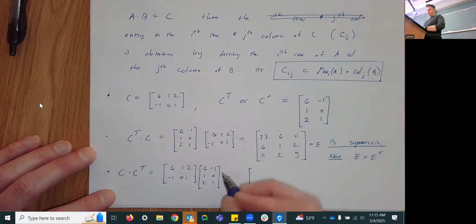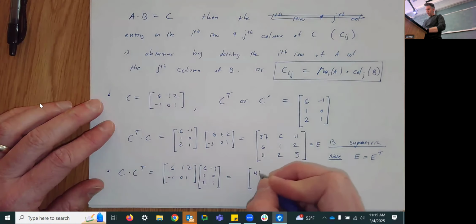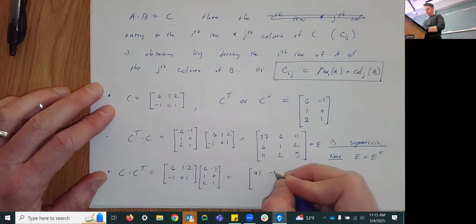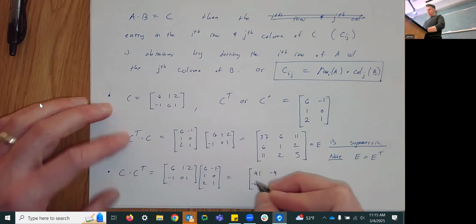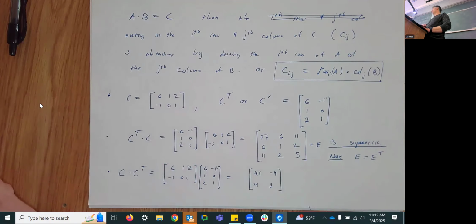We're going to get, let's see, 36 plus 1 plus 4 is 41. And then negative 6 plus 0 plus 2 is negative 4. And then negative 6 plus 0 plus 2 is negative 4. And then 1 plus 0 plus 1 is 2. That matrix is also symmetric. It's also equal to its own transpose.